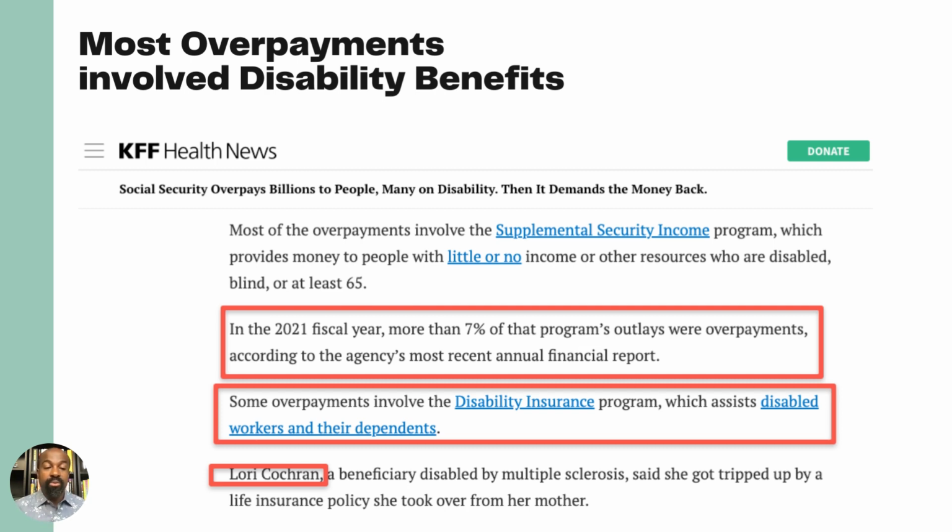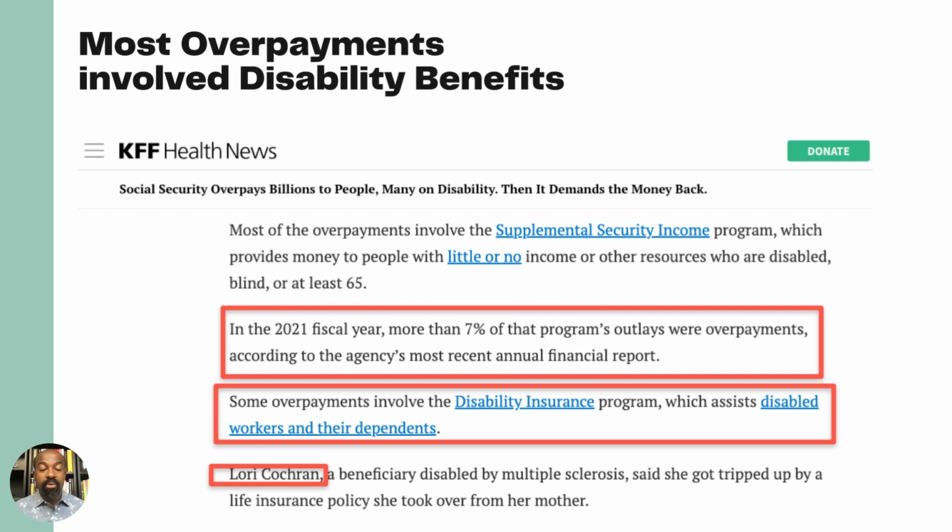So, according to the Kaiser Family Foundation Health News, which did a recent report about Social Security overpayments, about 7% of Social Security disability benefits were overpayments, which is a big deal. If you think about it, 7% of all disability benefits that are sent out by the Social Security Administration involve some form of overpayment. That's a big number. And that's why a lot of people are so affected by this, and people are receiving letters constantly that they have been overpaid and have received benefits they shouldn't have in terms of amount.